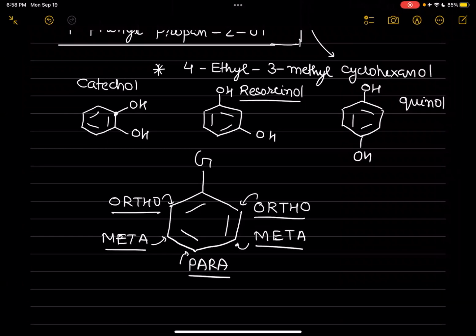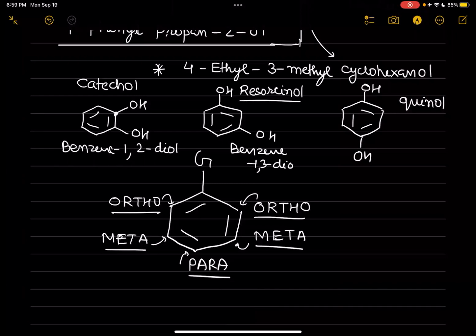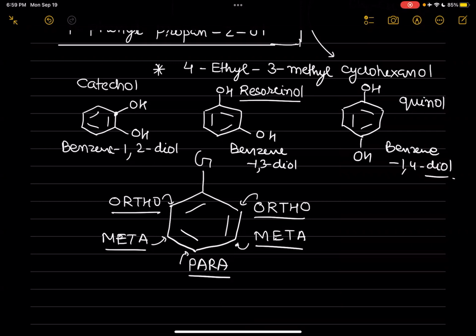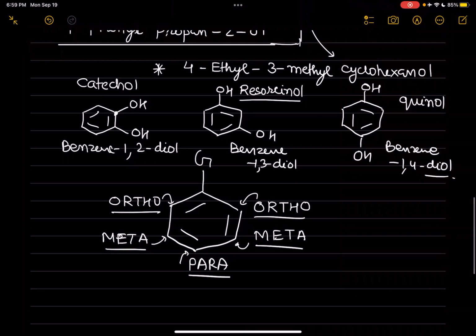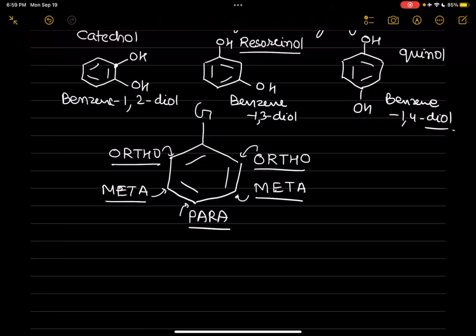or hydroquinone. The IUPAC names are not ortho, meta, para. They use the numbers. So this is benzene 1,2-diol, benzene 1,3-diol, and benzene 1,4-diol. Is it clear? So these are actually the IUPAC names. IUPAC names are very formal, and they are always governed by a set of rules.